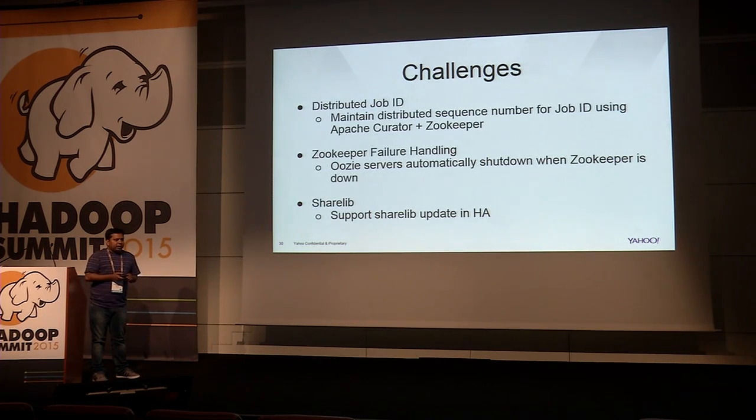With HA, things get complicated because each server used to maintain its own list of ShareLib jars, and if you upgrade, we need to make sure that those jars are updated in all Oozie servers. The way it gets updated is that it's normally done by the ops: they go and update the ShareLib jars in HDFS. They make a call to Oozie to refresh the ShareLib jars. If the request comes to one server, the server updates its ShareLib jars, and it redirects the request to all other servers to update their ShareLib jars.